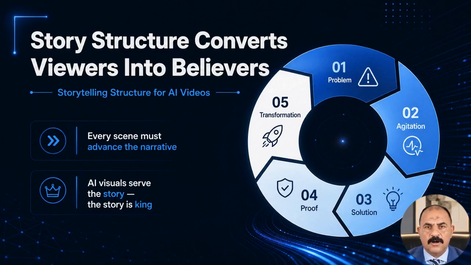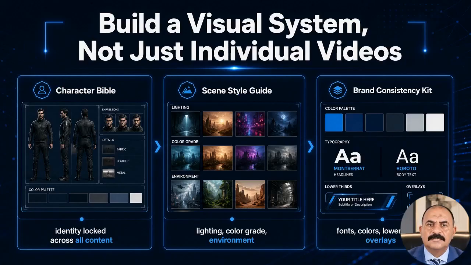Start with the problem your audience feels. Agitate it. Make them feel the cost of not solving it. Introduce your solution. Show proof. Results, before and after data. And finally, paint the picture of transformation. Every scene must advance this narrative. If a scene doesn't serve the story, cut it. AI visuals are servants to the story. The story is king.